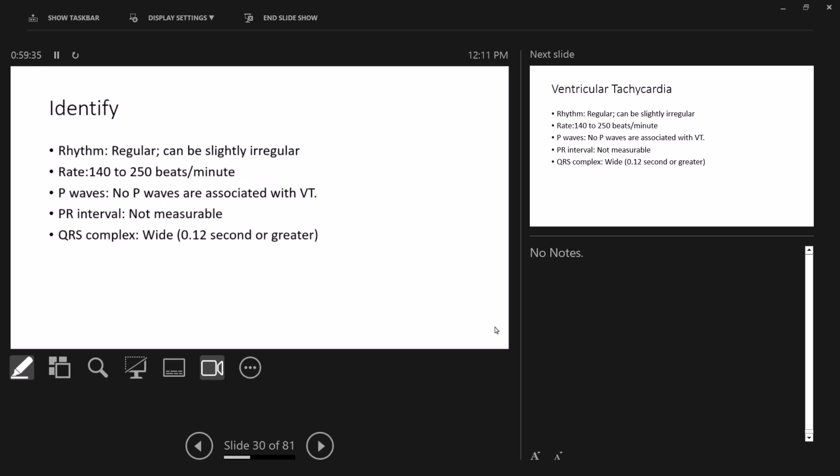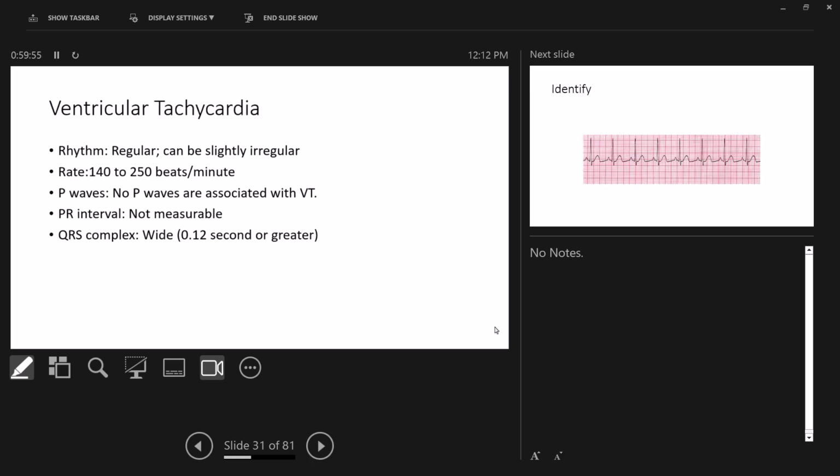All right. Next one. Rhythm is regular, can be slightly irregular. Rate is 140 to 250 a minute. There's no P waves associated. Well, that tells you the answer right there. PR interval is not measurable, and the QRS complex is wide. That, ladies and gentlemen, has to be what? That has to be VTAC.